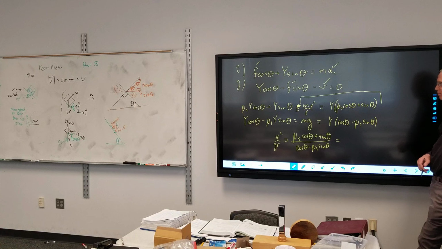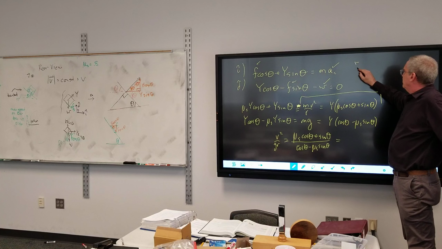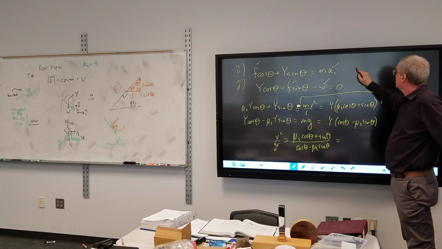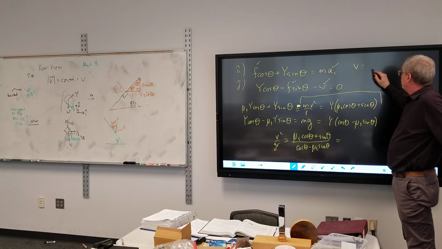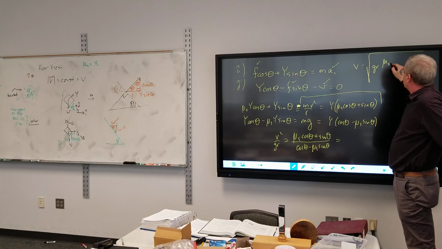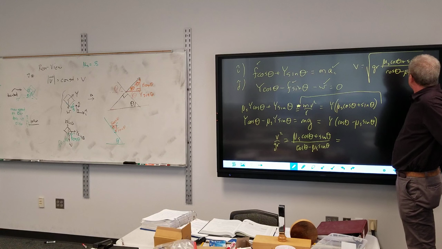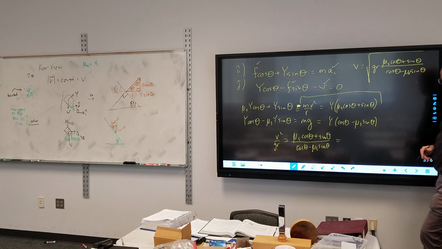And now it becomes plug and chug. The speed is equal to the square root of gr times the fraction mu s cosine theta plus sine theta divided by cosine theta minus mu s sine theta. I do a dramatic pause here for questions.